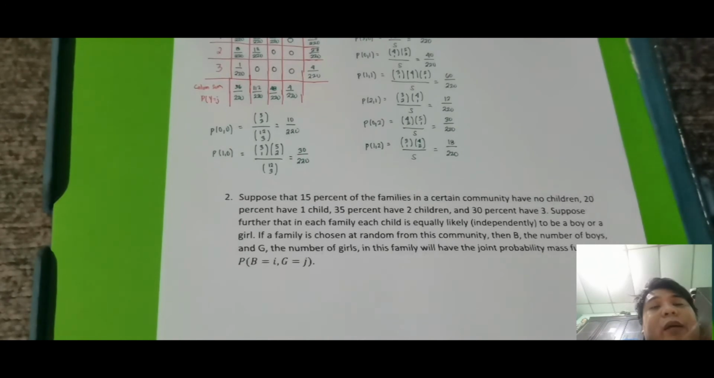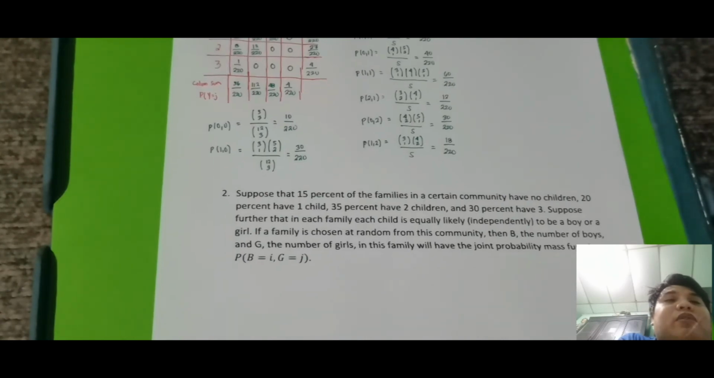So, 20% have one child, 35% have two children, and 30% have three. Now, suppose further that in each family, each child is equally likely, independently, to be a boy or a girl. So, if a family is chosen at random from this community, then B is the number of boys and G is the number of girls in this family.